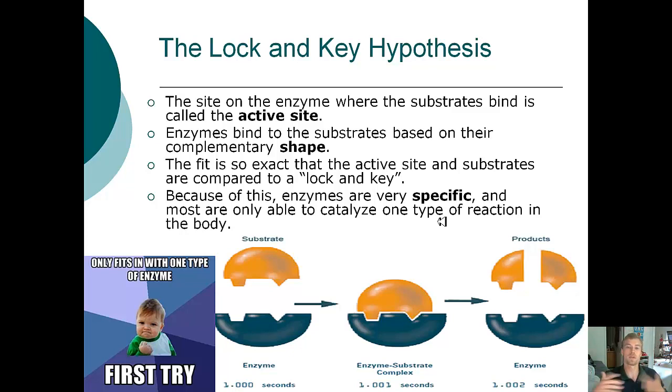Basically, what happens is that you have an enzyme, okay, and the site on the enzyme where the substrates bind is called the active site, right? And they bind to one another based on their complementary shapes. So one substrate can only bind with one enzyme, just like a lock has a specific key that is going to be able to unlock it. So we call this enzymes being very specific, in that they only work with one type of substrate.